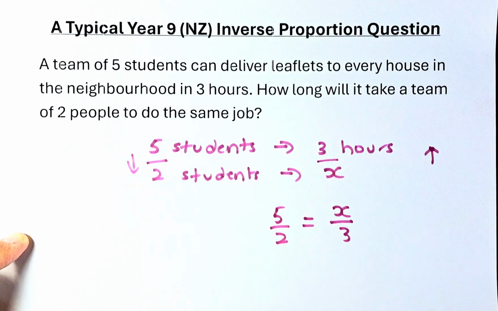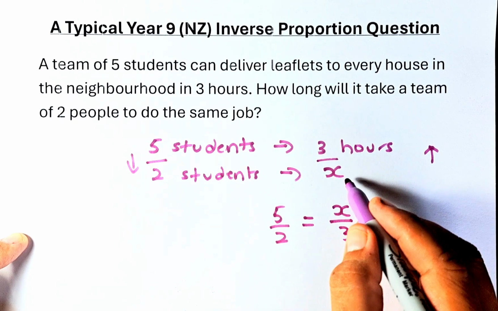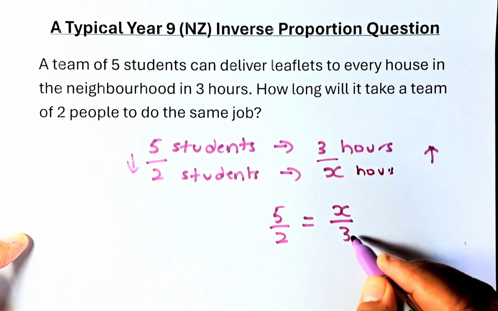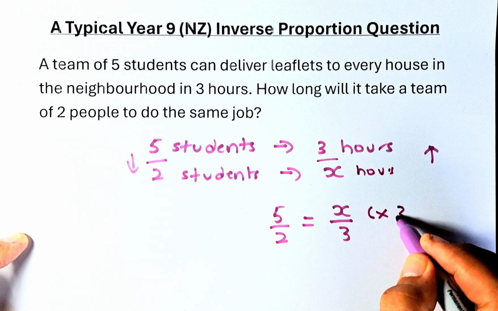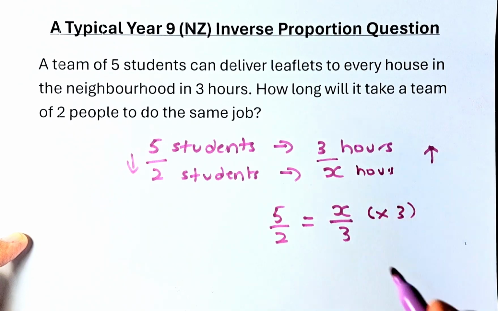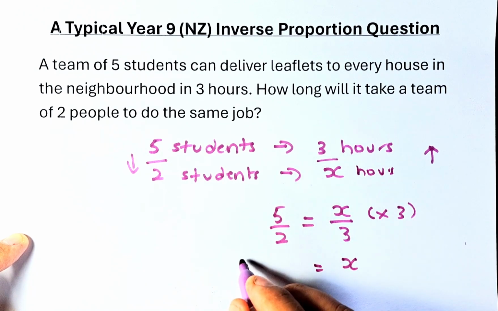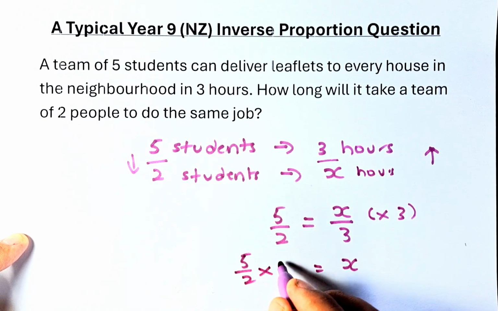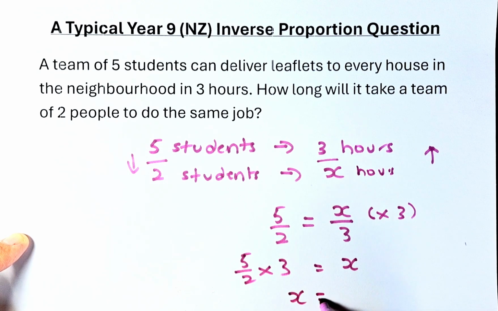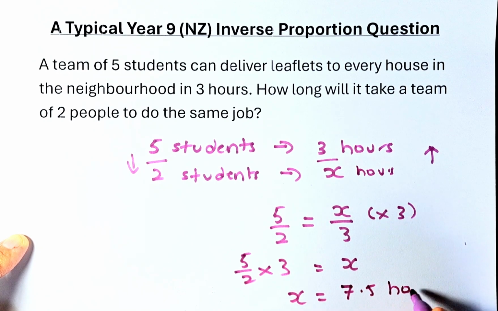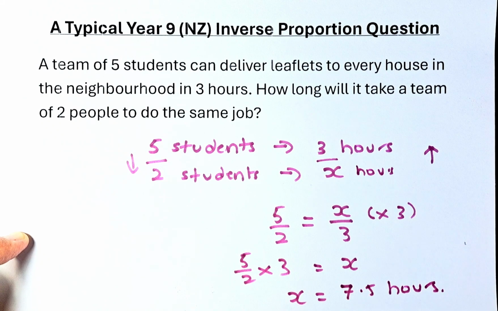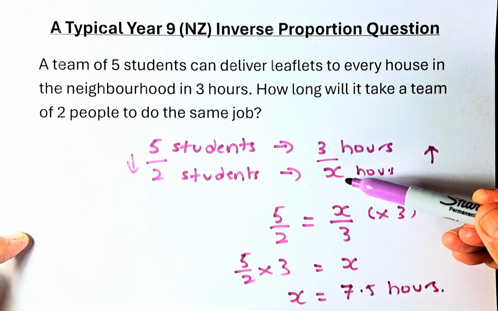Now we know the algebra to solve for x, because we want to know what is the x hours. We just need to get rid of this 3. We are going to multiply 3 on both sides of the equation. So x over 3 will become x, and on the other side, it's going to be 5 over 2 times 3. Then you put it in your calculator, 5 over 2 times 3, and I've done it beforehand, it's going to be equals to 7.5 hours.